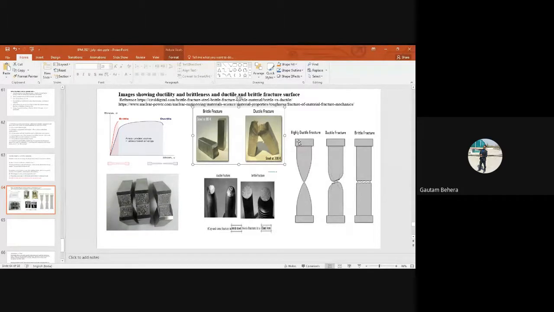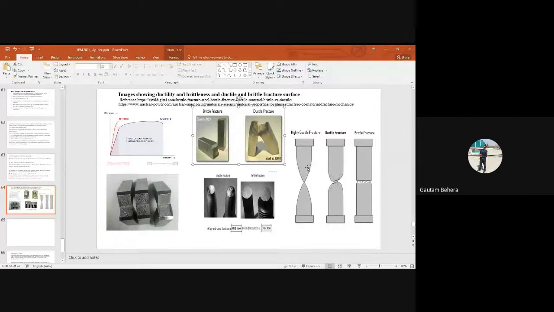And when we do a tensile test, we can get this kind of surface. This is a brittle fracture surface. This is a ductile fracture surface. But this one is highly ductile. When we pull the material from both ends, the material will separate by forming a point. You can see a sharp point is present at both ends. So that means this is highly ductile.